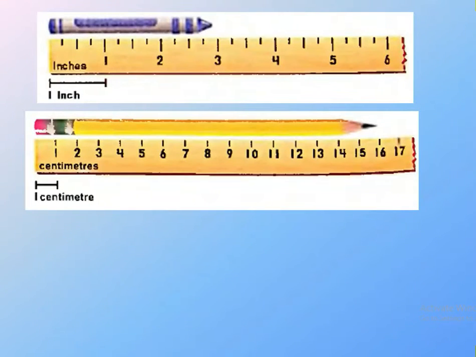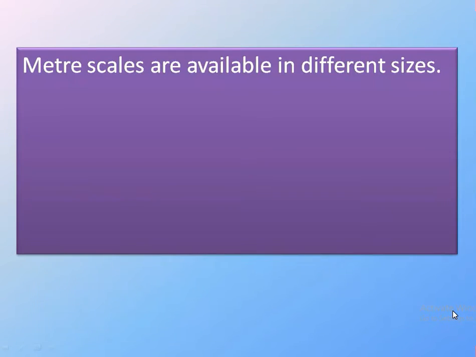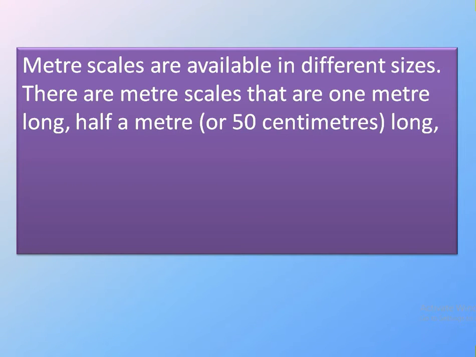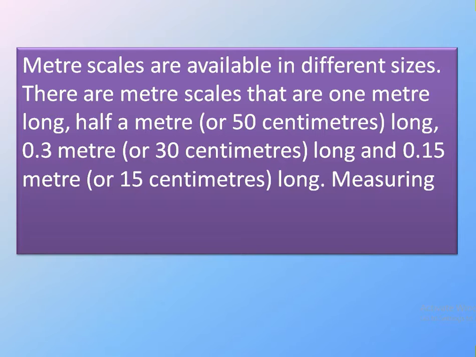These are the different types of scales. First is for inches, second is for centimeters, and third is measuring tape. We can measure up to 10 meter from this measuring tape. Meter scales are available in different sizes. There are meter scales that are 1 meter long, half a meter, that is 50 centimeter long, 0.3 meter means 30 centimeters long, and 0.15 meters means 15 centimeter long.